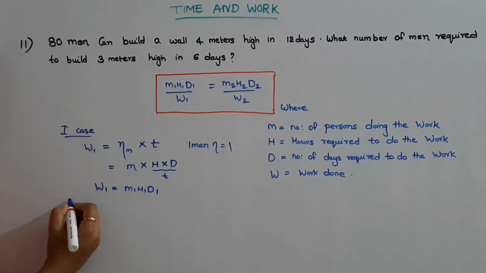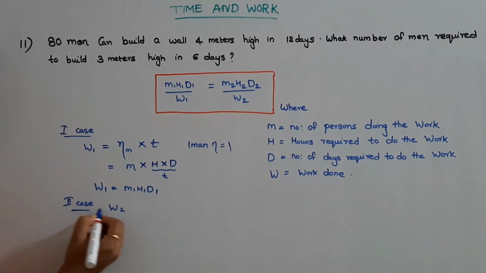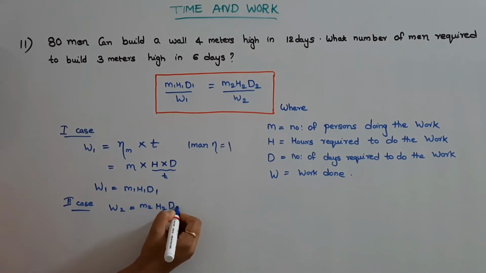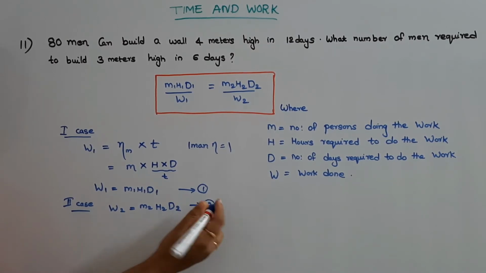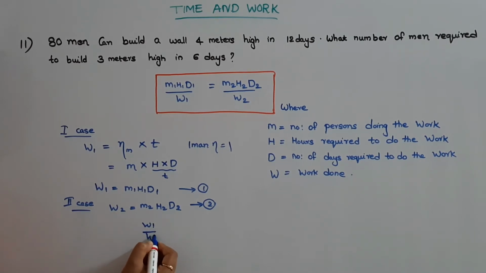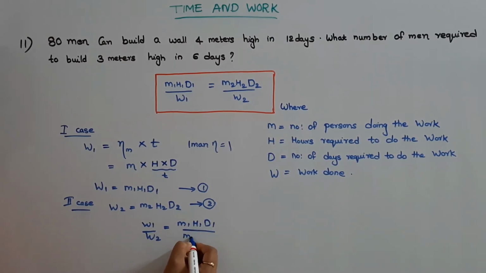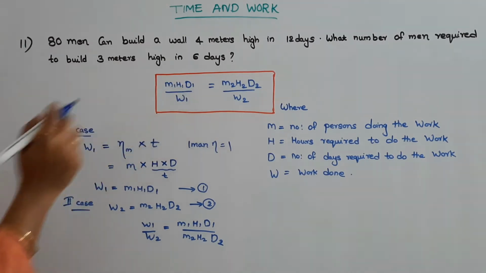Now in the second case, what will be the work done? W2 will be equal to M2 H2 D2. Now this is the first equation and this is the second equation. Dividing both equations, we get W1 by W2 is equal to M1 H1 D1 by M2 H2 D2. By cross multiplying, we get this formula.